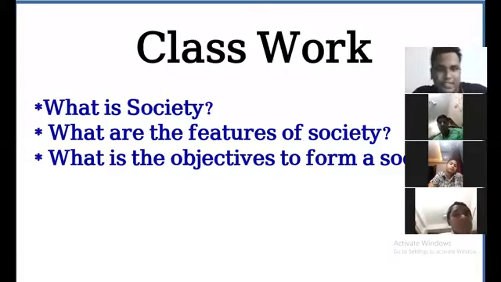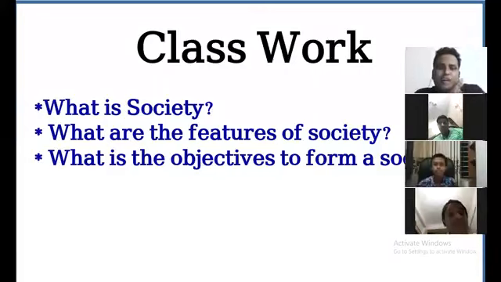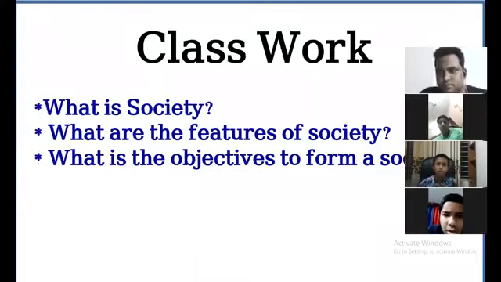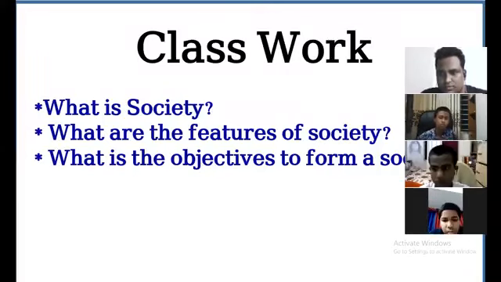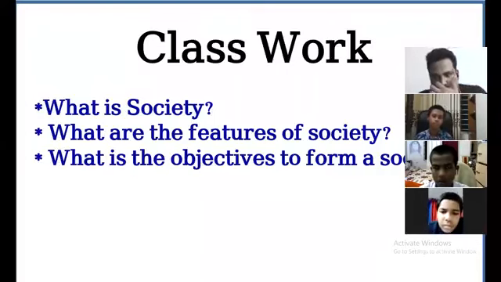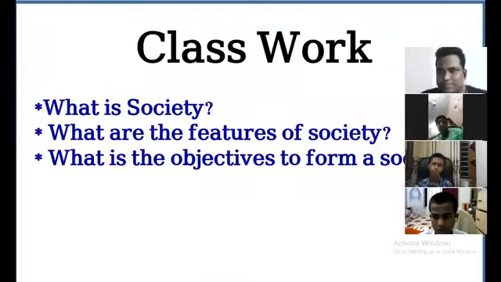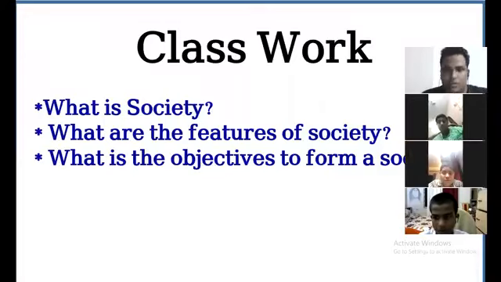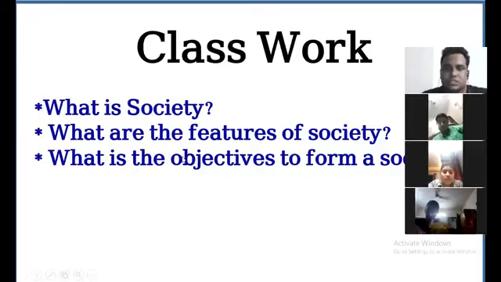Next question. What are the objectives to form a society? The objective of society is to lead a safe life, to lead a life of peace and harmony, the purpose of living together, to live together in harmony. Living together and helping each other in time.